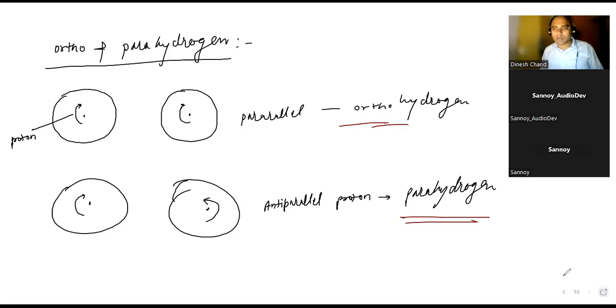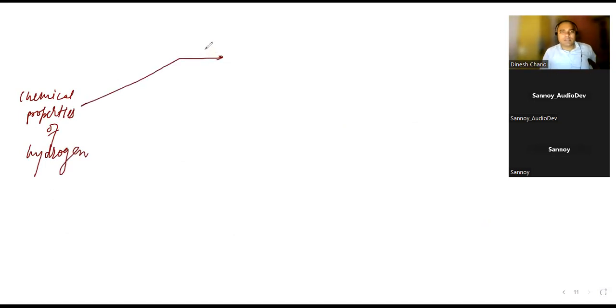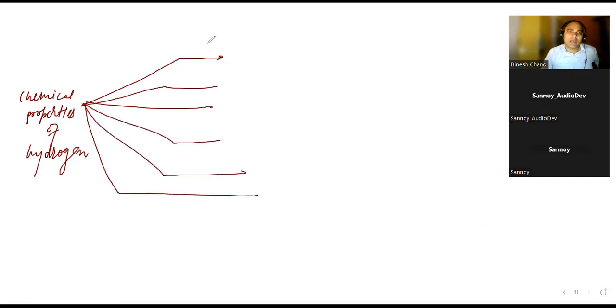Now the second point: chemical properties of hydrogen. Hydrogen reacts with many species, and we will write it the simple way. There are many reactions; the most important is with nitrogen. 3H2 plus N2, a reversible reaction, gives 2NH3 plus heat. This is called the Haber process. You are saying Haber process, yes?